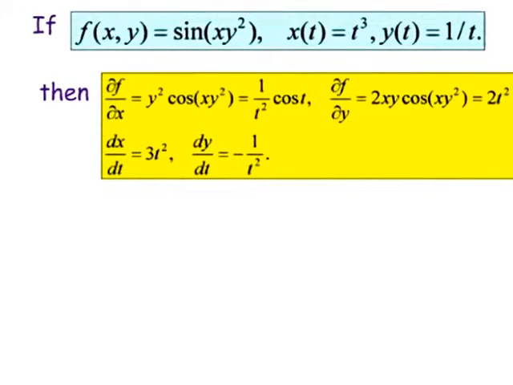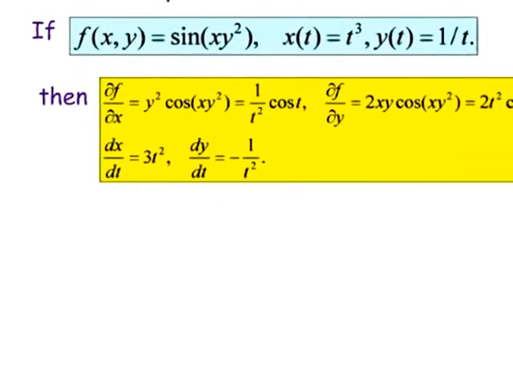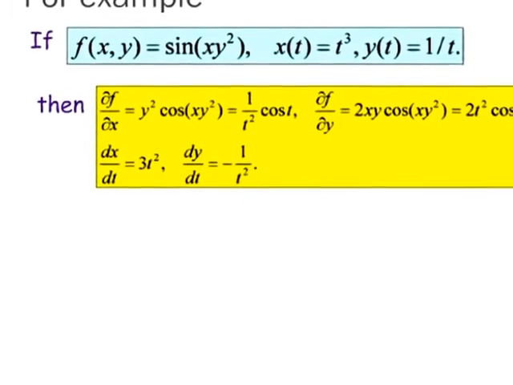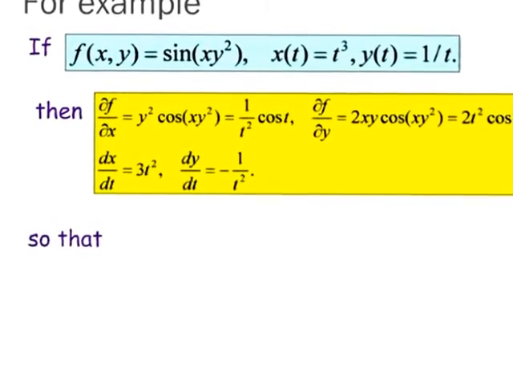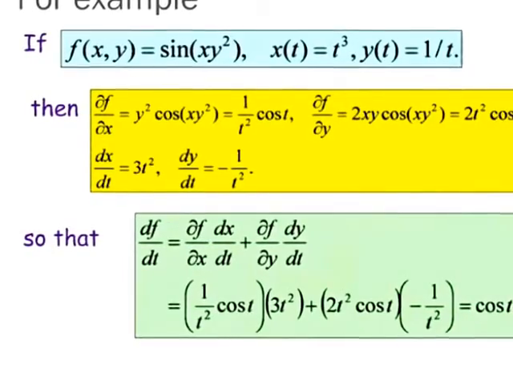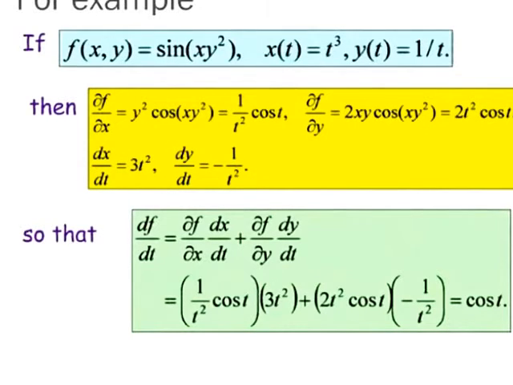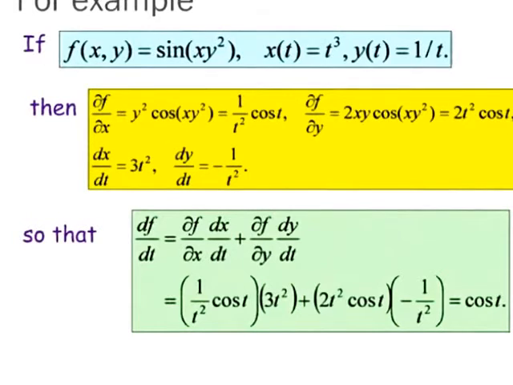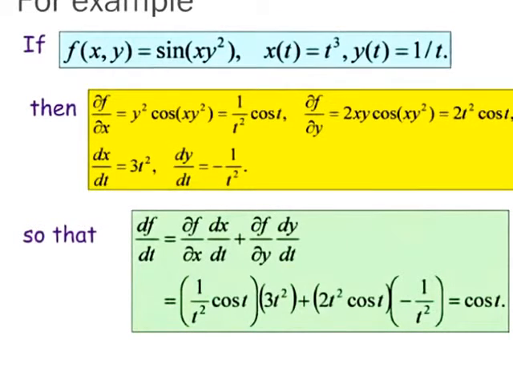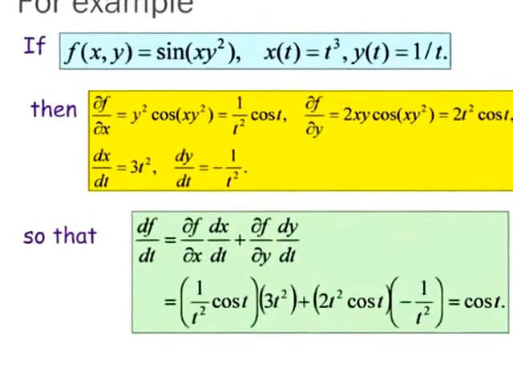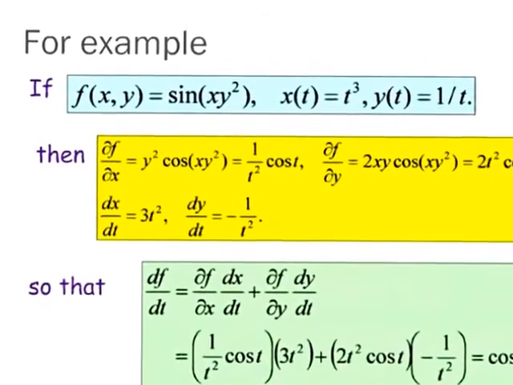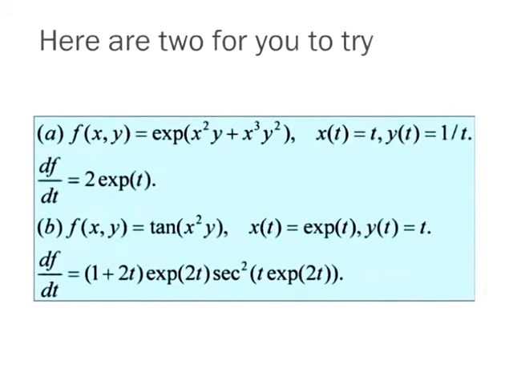dx/dt is 3t squared and dy/dt is minus 1 over t squared. So df/dt is ∂f/∂x dx/dt plus ∂f/∂y dy/dt, which is, substituting in from the first panel, 1 over t squared cos t times 3t squared plus 2t squared cos t times minus 1 over t squared, which equals cos t. Here are two for you to try.